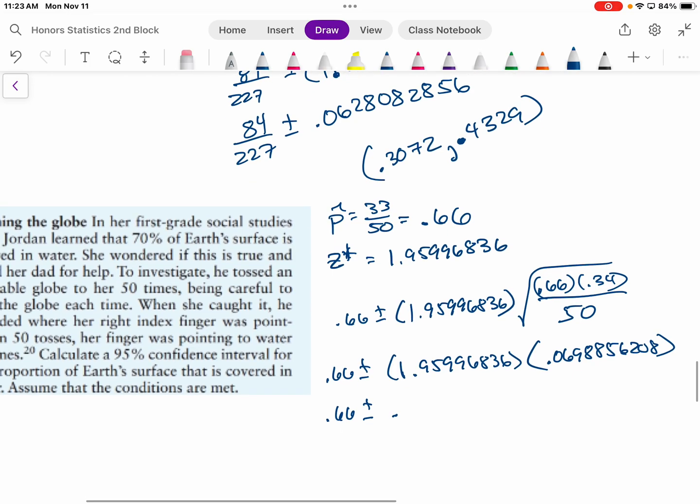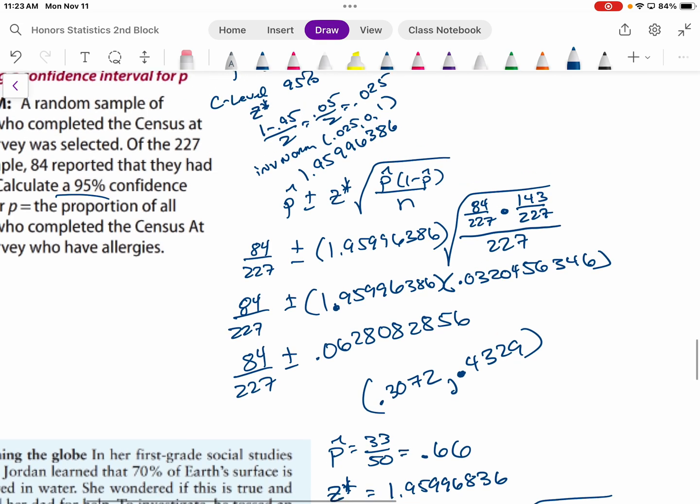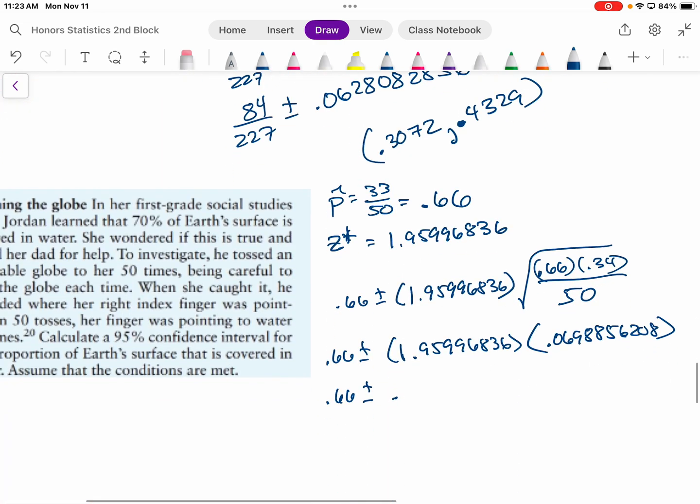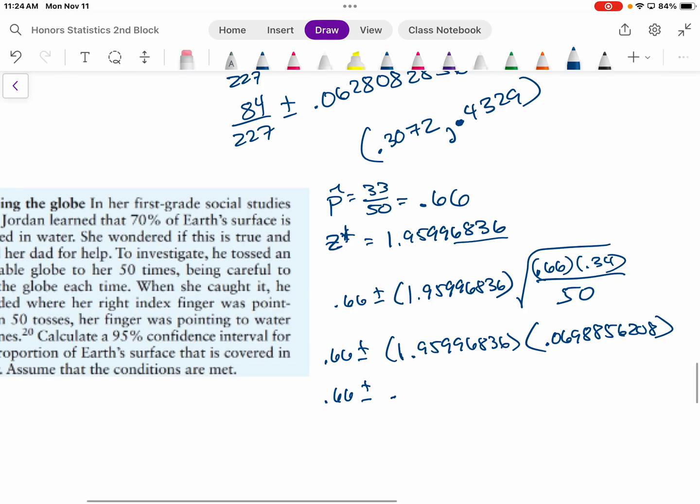Ah, I see where mine's off. Anybody see where mine's off? It's 6386, and I put 836. I reversed my z number. All right, so I want to take that decimal and multiply it by 1.95996386. There we go. That's why it didn't look like the last one.